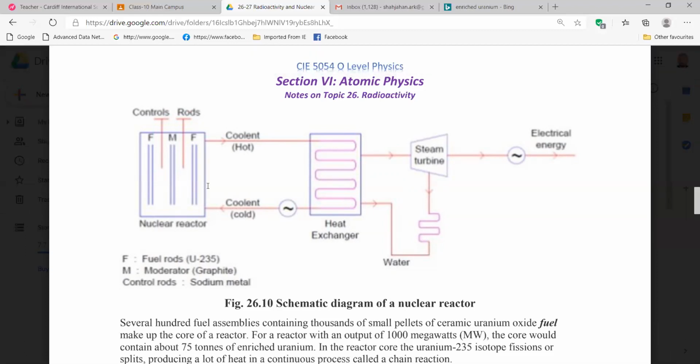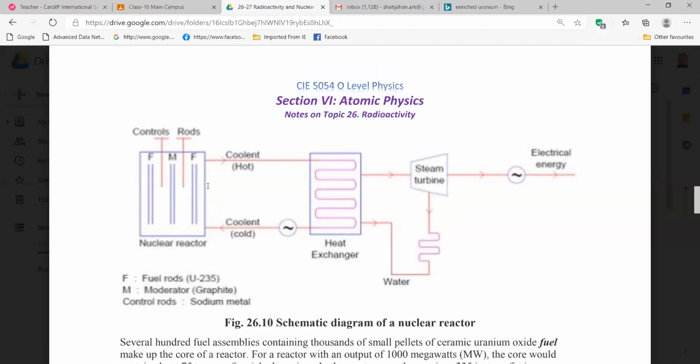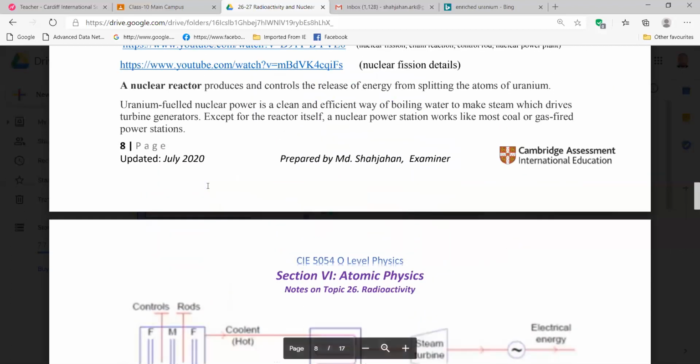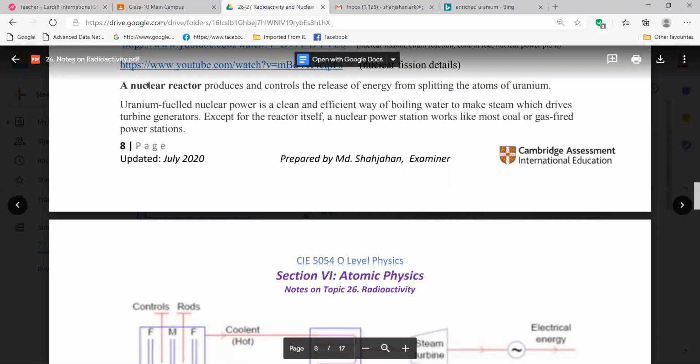Yes, and this one is the simple diagram, a schematic diagram or block diagram, you can say. So here you got the idea. Now we are starting from here again, no problem. Here, Adnan, you please read from here, a nuclear reactor.